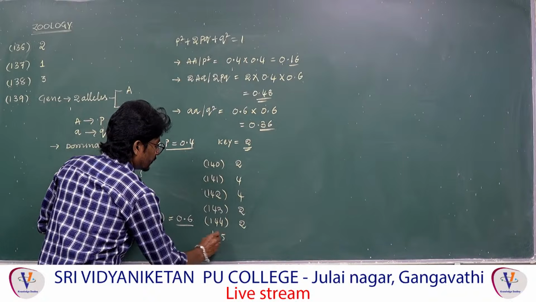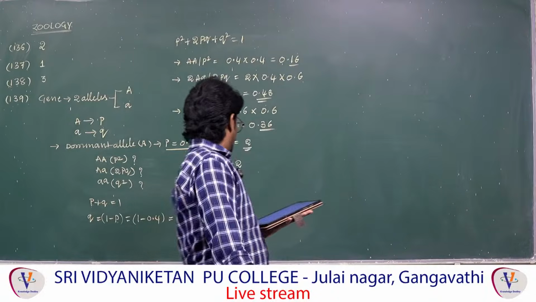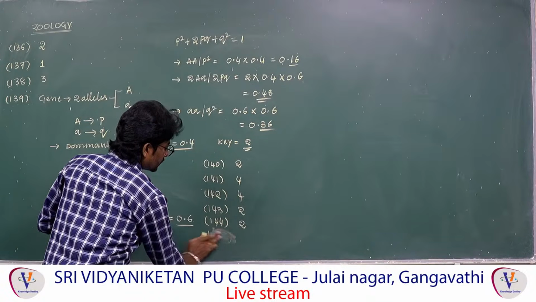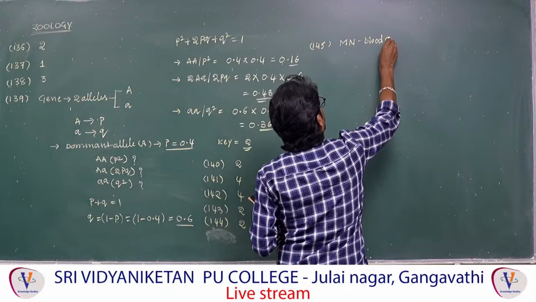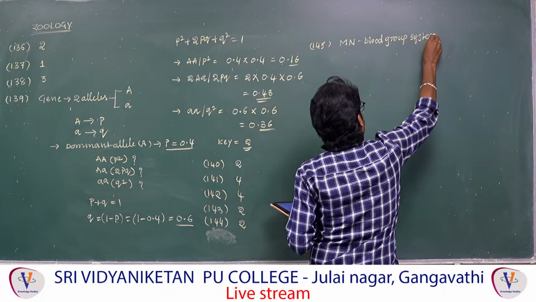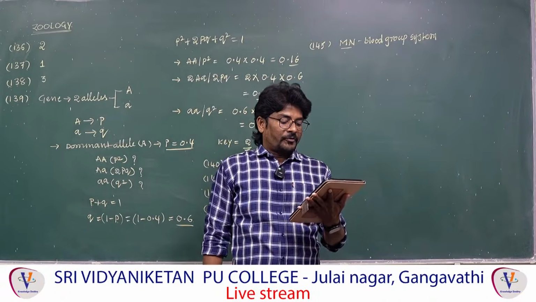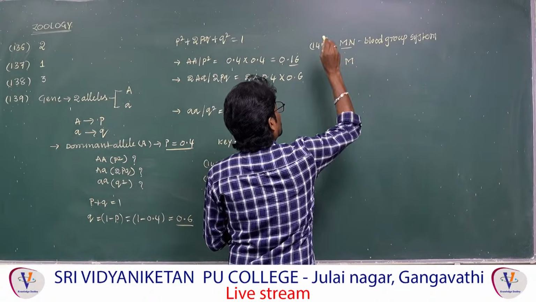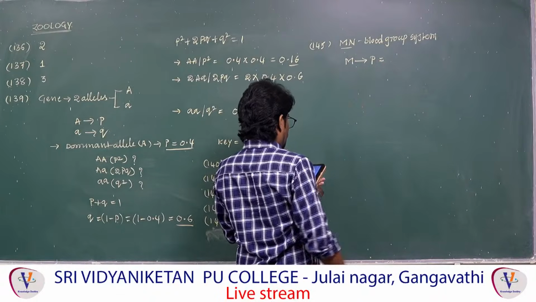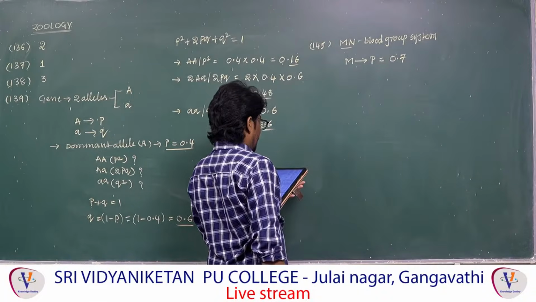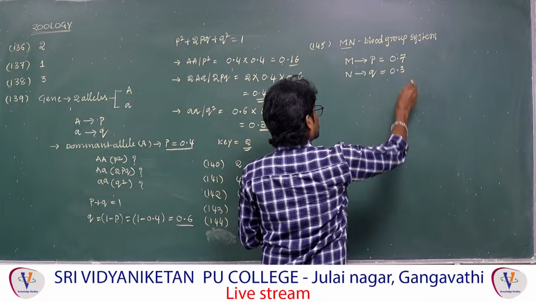Next, question number 145. For the MN blood group system, earlier we took capital A and small a. Now let us apply it to the MN blood group. So the frequency of M and N. The frequency of M, what should we take here? The frequency of the dominant allele, which is it? p is equal to how much? 0.7 is given. Next, N stands for small q, the frequency of the recessive allele, so that will be 0.3.